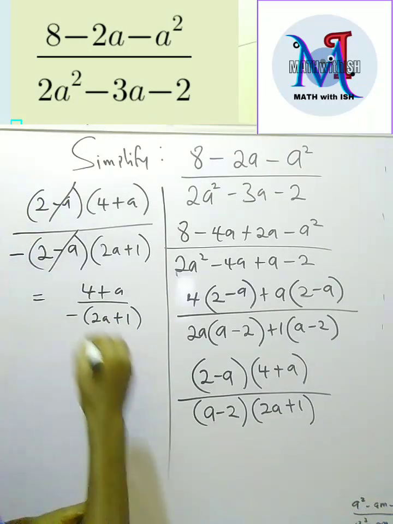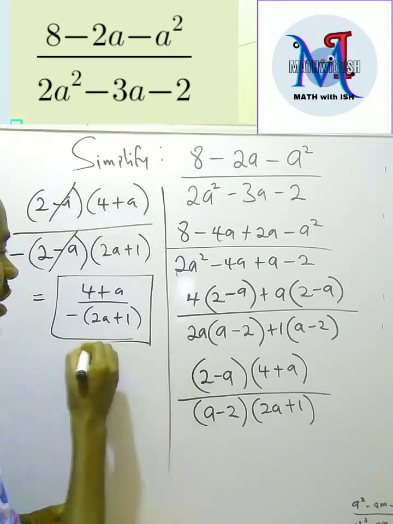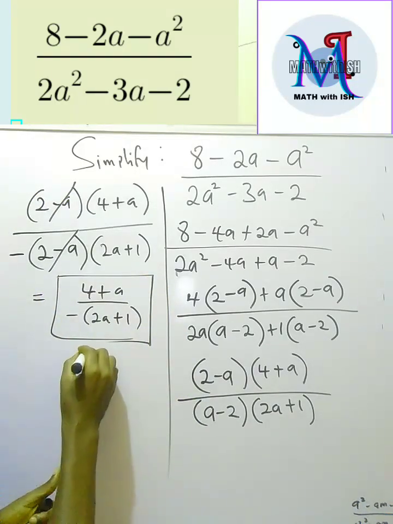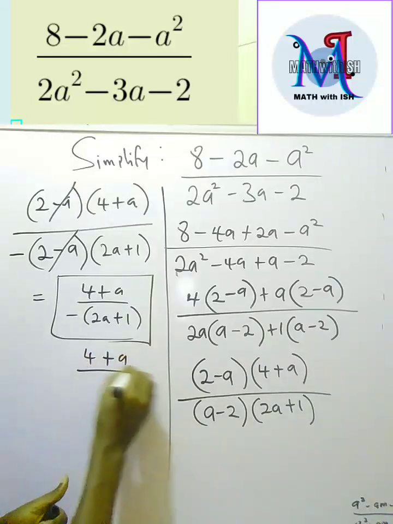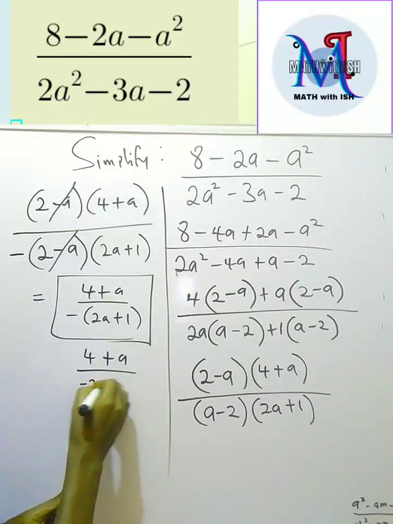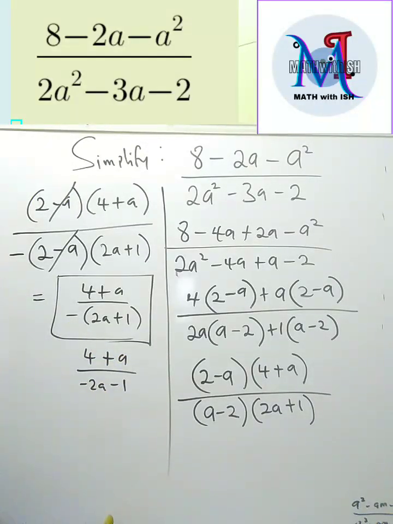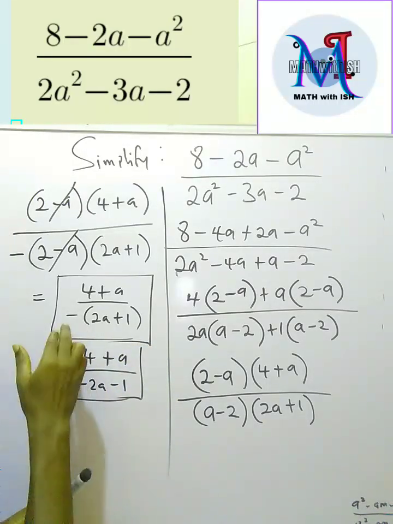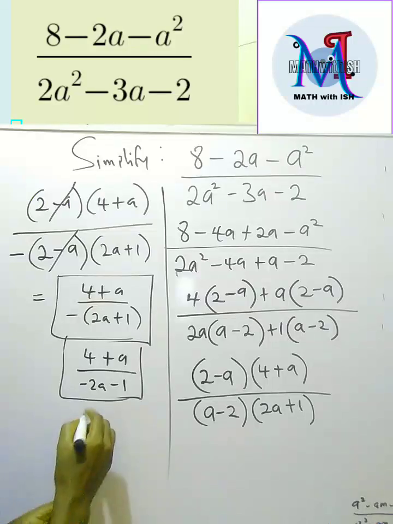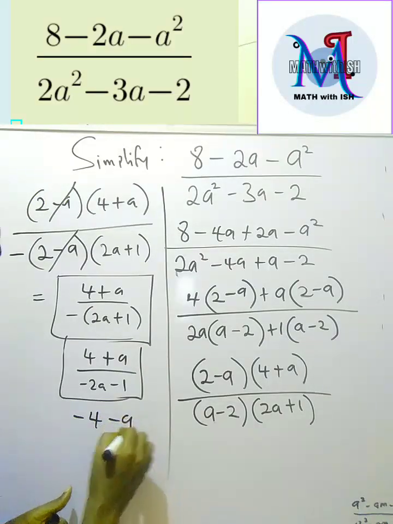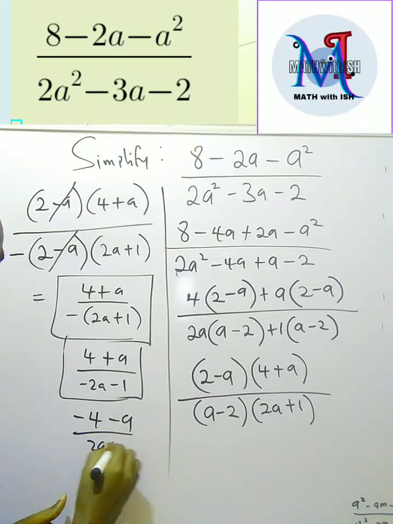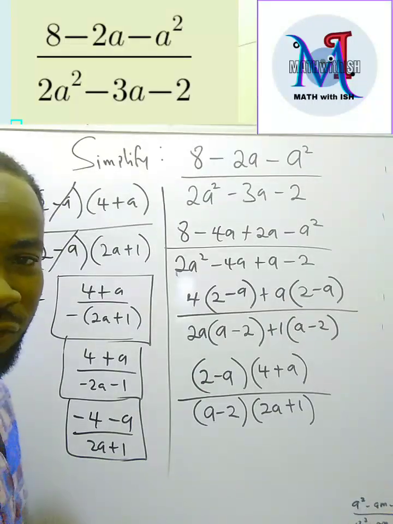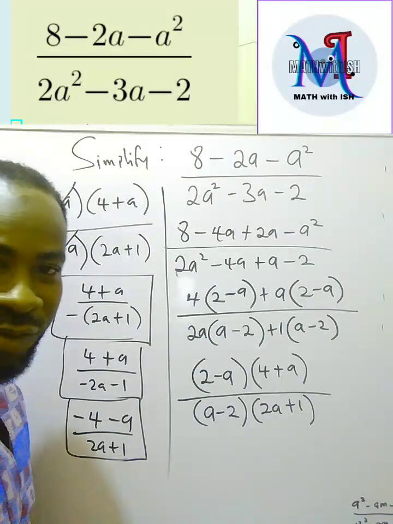However, there are various ways you can leave this. Since we have a negative sign, you can decide to leave your answer this way, or by expanding the bracket, minus 2a minus 1. This is also acceptable and correct. Or you can decide to make this minus affect the numerator, minus 4 minus a all over 2a plus 1. This is also acceptable. The choice is yours on how you want to leave your answer.